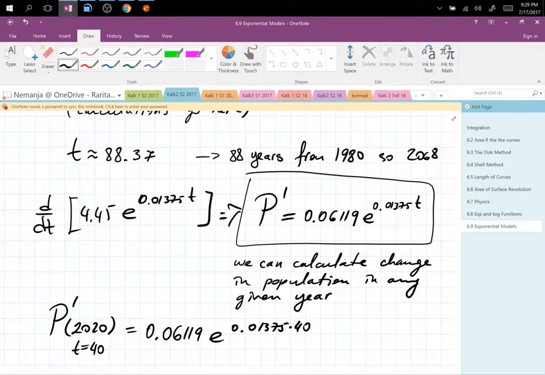How do you get the 0.06119? The derivative, the number in front of t drops and multiplies 445. Oh yeah, it's a chain rule, right?